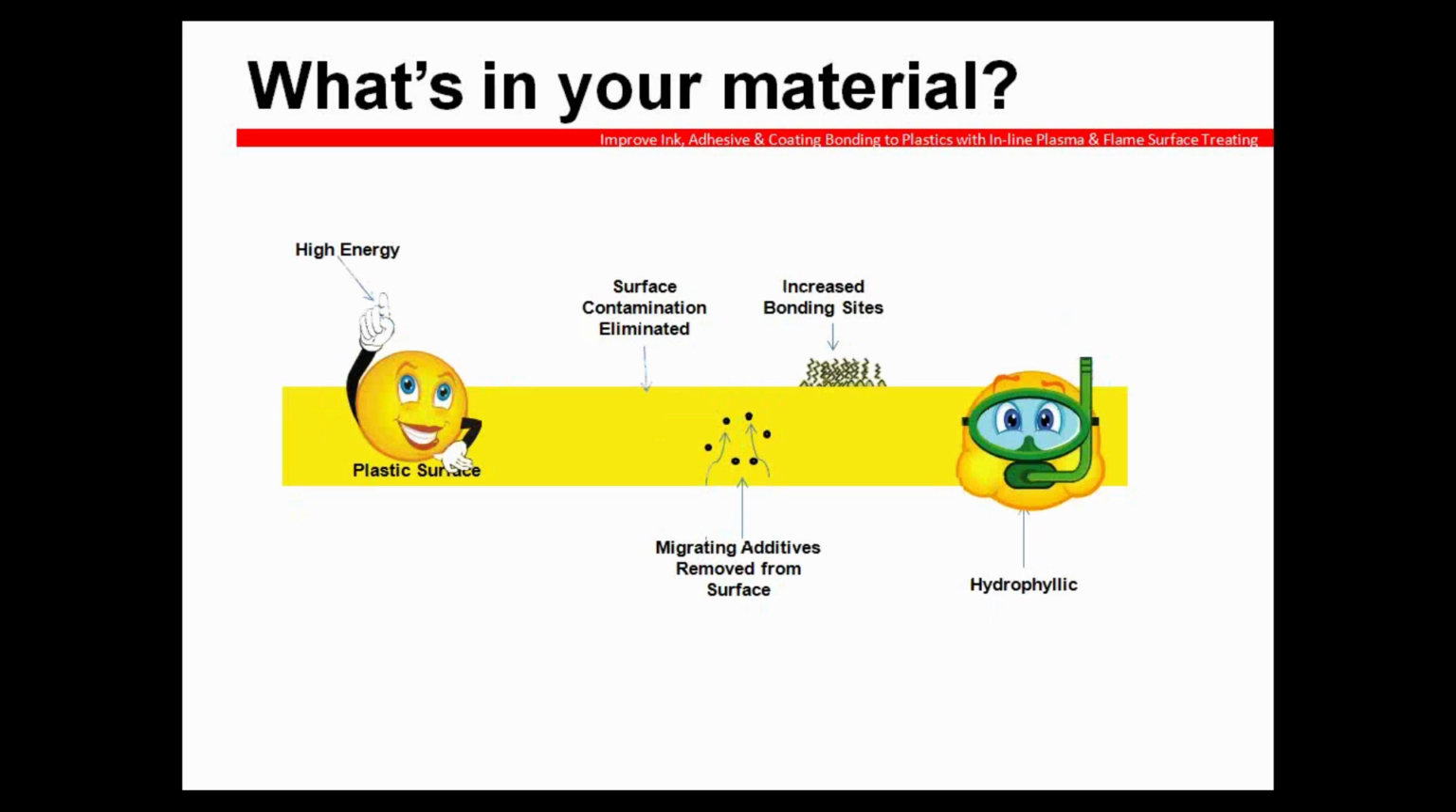After treatment, the party gets going a little bit more, and we've got a high energy, maybe a little bit of dancing going on. We've eliminated that contamination on the surface. We've removed the migrating additives from the surface. You still may have additives that migrate, and we'll talk about those a little bit further down, but immediately after treatment, we've eliminated those from the surface. And as you've seen in the images before, we've greatly increased the number of bonding sites. All of this creates a more hydrophilic surface, or one that is more likely to wet out.